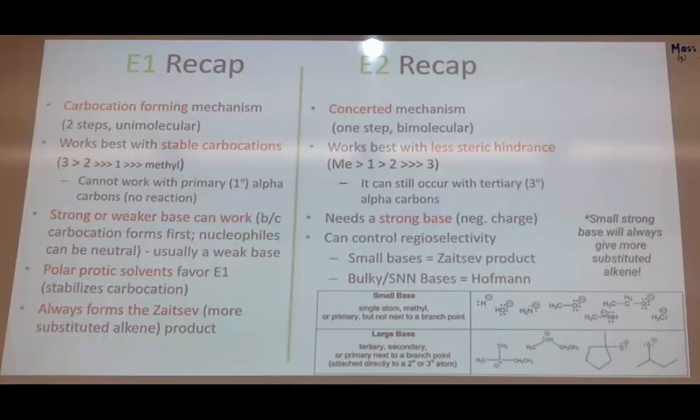So these are the one-step reactions. No carbocation is formed. And so this is going to work best with less steric hindrance. Methyl being the fastest, then primary, then secondary. It still might occur with tertiary alpha carbons, but you're going to need a very strong base, small, strong base, to try to get it to work.